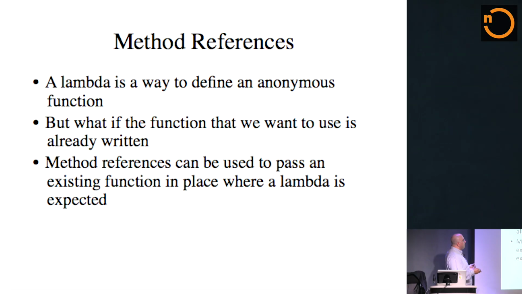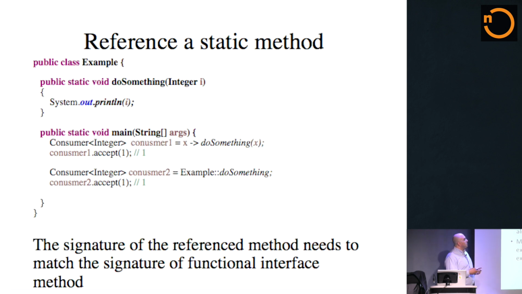There should be a way for me to take an existing function and pass it to a place where a lambda could be passed. And that's what method references do. So let's see some simple examples. Again, now I've got this static doSomething method, and we want to call it.